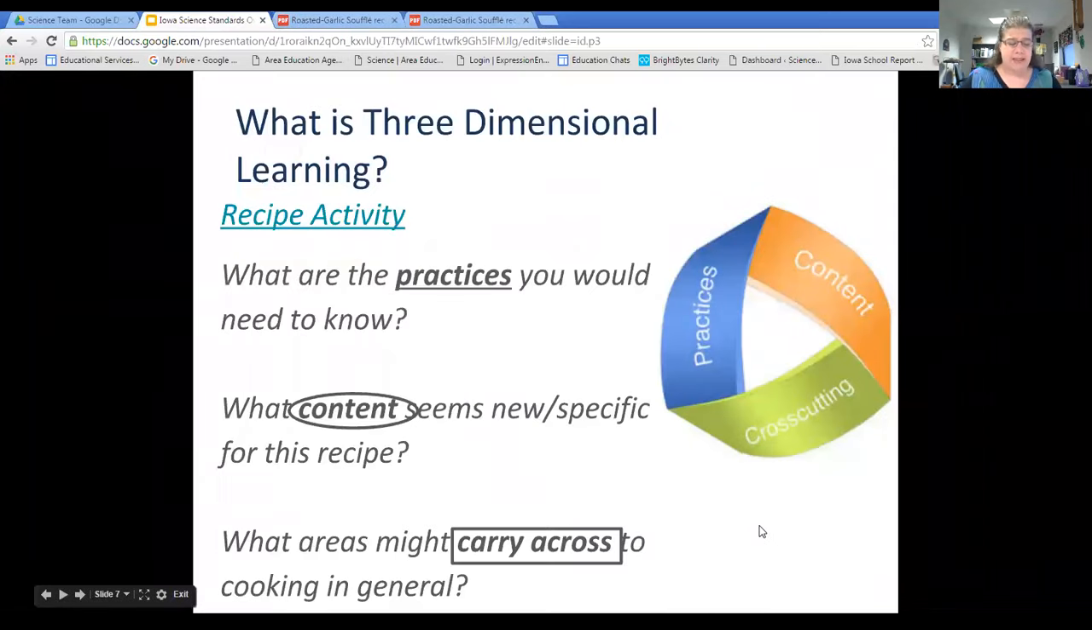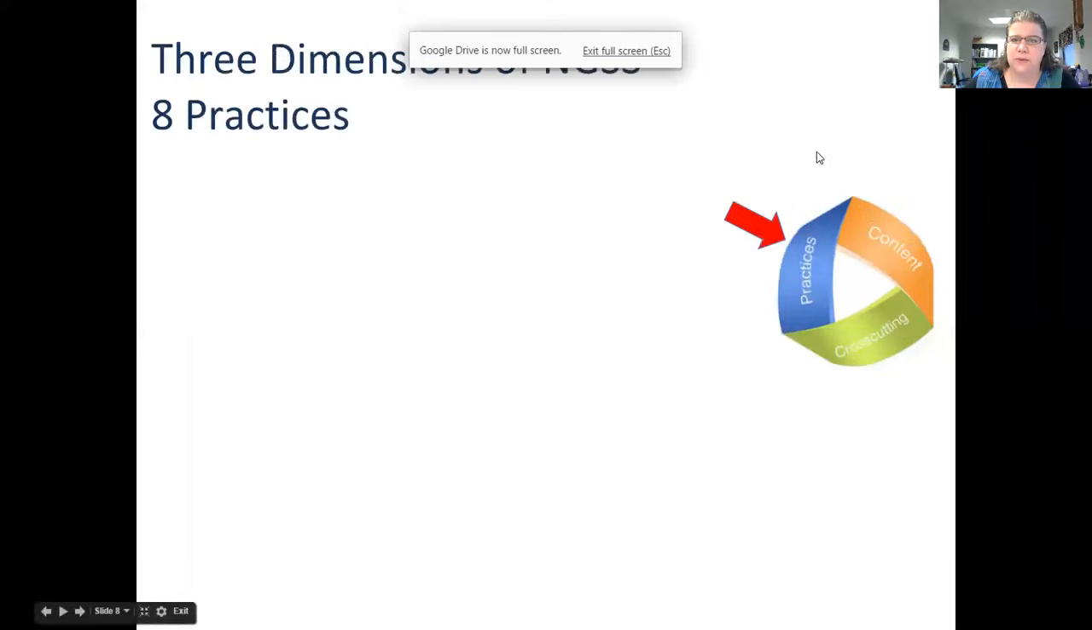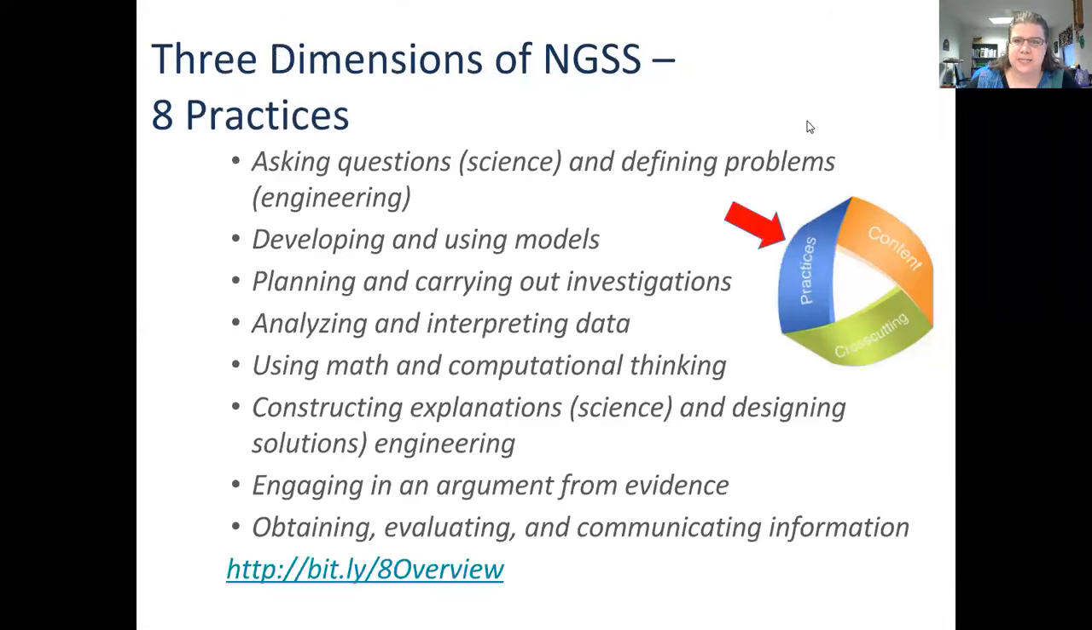So as we looked at that activity, we identified the 3 dimensions of the next generation science standards: practices, content, and cross-cutting concepts. Those 3 all work together. There is not one that's more important than the other. I'm going to break these down for you, and we will look at each of them individually. The first would be the practices. There are 8 identified science practices. These are the doing of science.